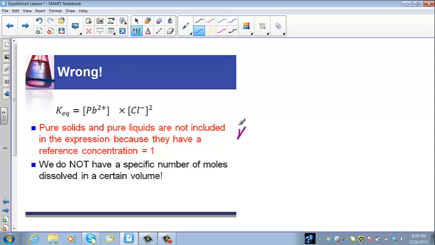This is extremely important. Pure solids and pure liquids are not included in the expression because they have a reference concentration equal to 1. We do not have a specific number of moles dissolved in a certain volume. So the corrected equation would simply just be the concentration of Pb ions times the concentration of chlorine ions raised to the second power. So extremely important. Whenever you see a solid or a liquid in an equation, it is not part of the equilibrium expression.